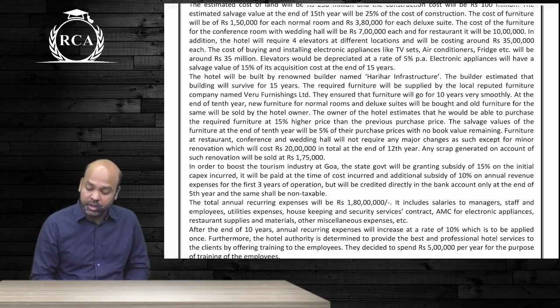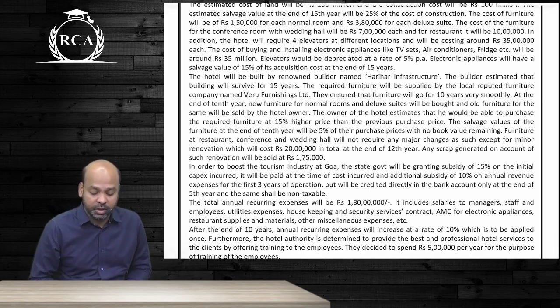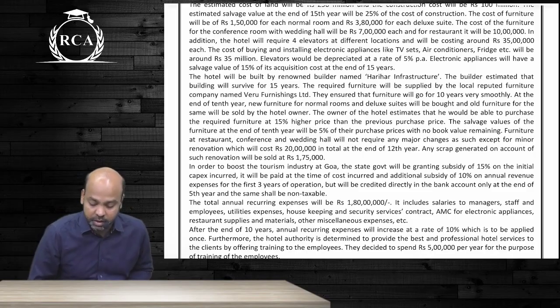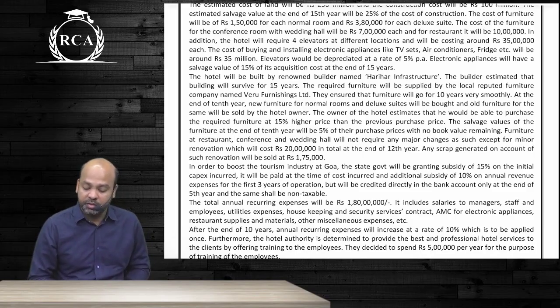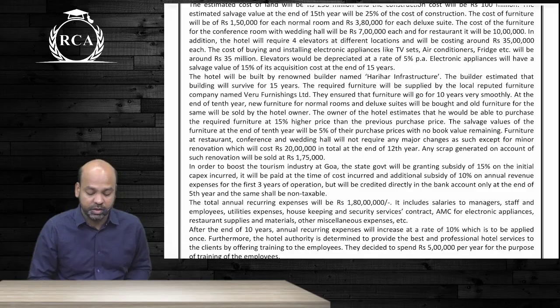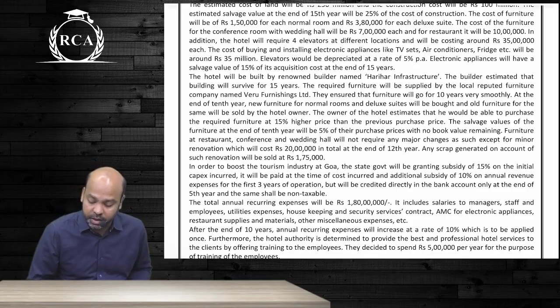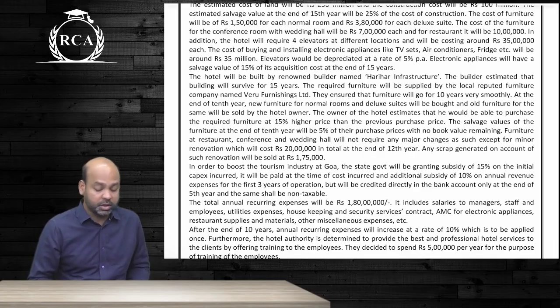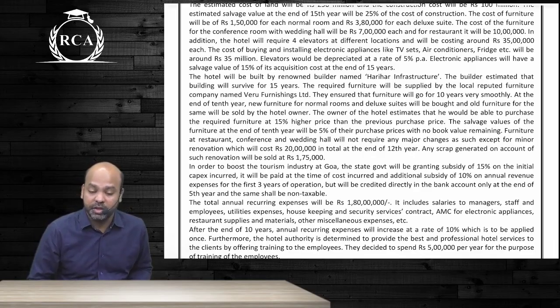The required furniture will be supplied by the local reputed furniture company named Viru Furnishings Limited. They ensure that the furniture will go for 10 years very smoothly. At the end of the 10th year, new furniture for normal rooms and deluxe suites will be bought, and the old furniture for the same will be sold by the hotel owner. The owner of the hotel estimates that he would be able to purchase the required furniture at 15% higher price than the previous purchase price.